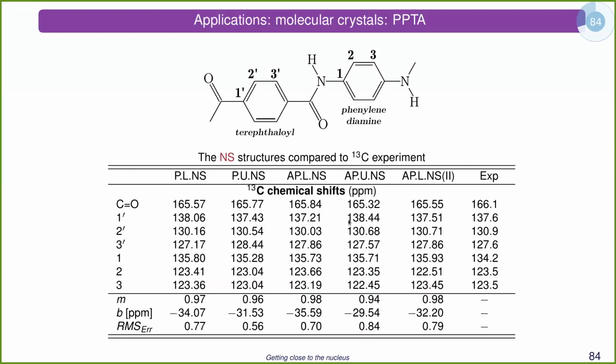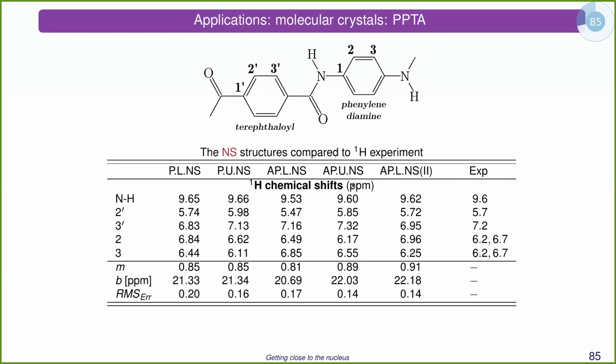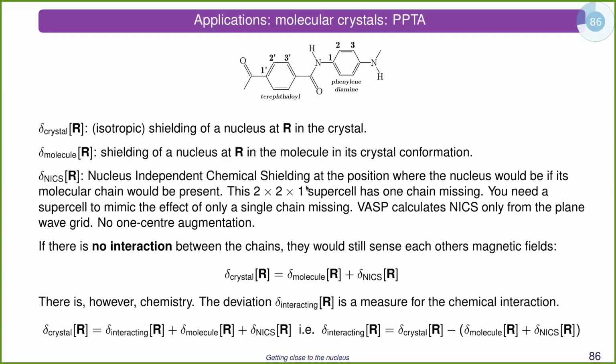You can make this more beautiful with all kinds of tables, but this doesn't add anything to the story. So we will now move to a bonding analysis that you can do with the NICS. And next is the nucleus-independent chemical shielding.